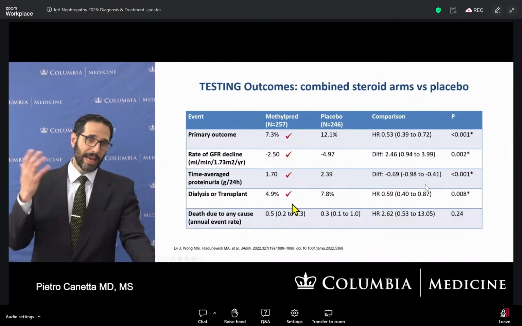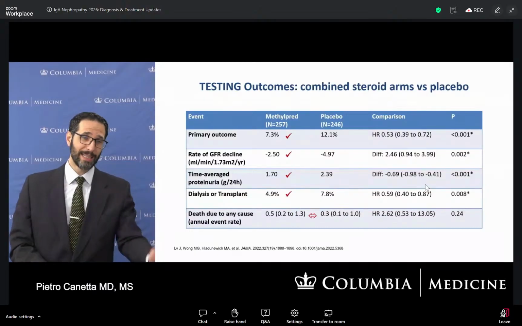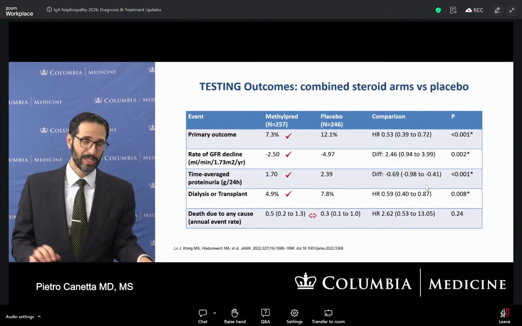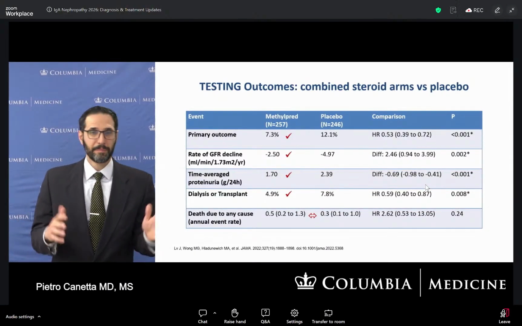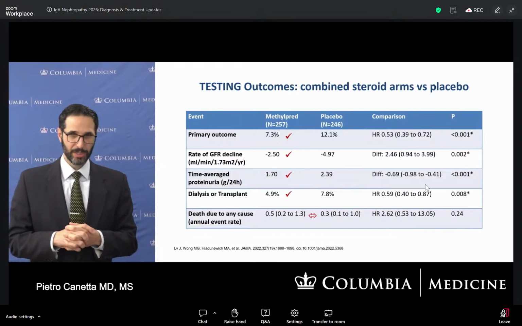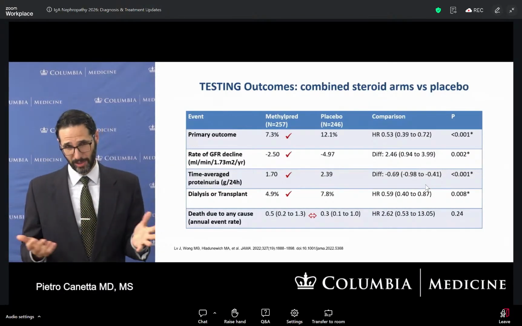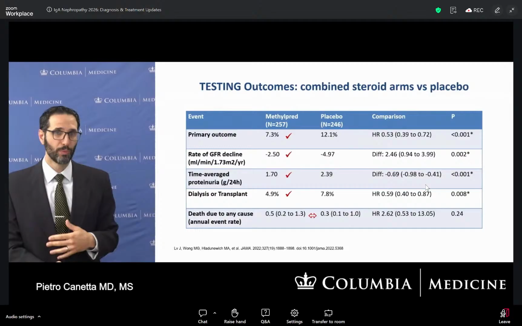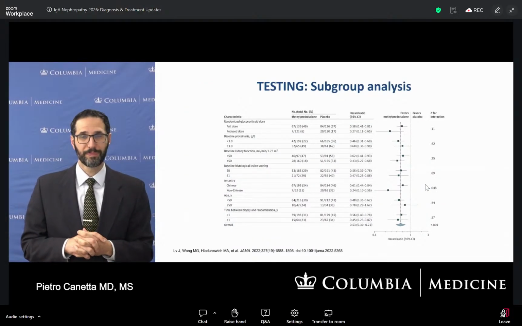And then if you look at adverse events and death due to any cause, at least statistically, no statistically significant difference. This is over 500 patients, so it's great that we can say we don't see a statistical increase in death. Doesn't mean that we don't have to be careful using steroids, of course.